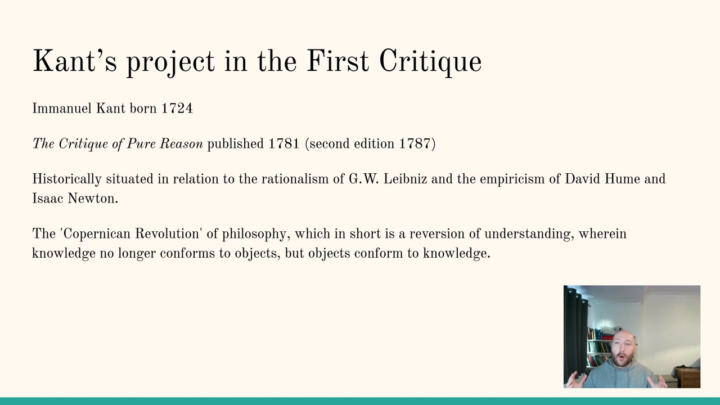Now, Kant's philosophy, the philosophical aspects, broadly speaking, are historically situated in relation to rationalism, the rationalism of Leibniz, and empiricism, that of David Hume and Isaac Newton. Now, Newton is obviously in this scientific Enlightenment phase, which I've been talking about there. Hume is the one that primarily, I think, is the real mainstay of who Kant is constantly in conversation with in the Critique. Leibniz as well, but Hume is the one who's constantly drawn back to make progressions in philosophy.